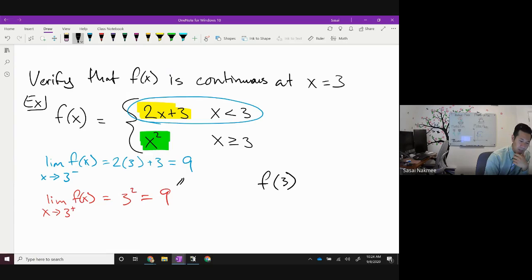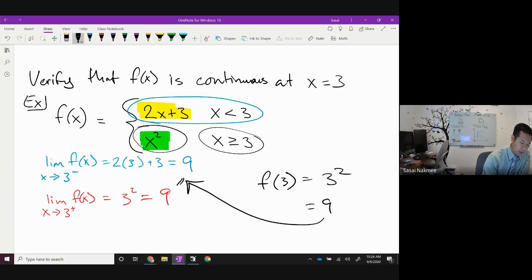Well, if it's equal to 3, I need to be focused on this one because that's when x is greater than or equal to 3. So that means I need to focus on this function down here and say, oh, that's just equal to 3 squared, which is also equal to 9, which also equals what the limit equals. So the third condition is met. So I would say, yes, this function is continuous at x equals 3.